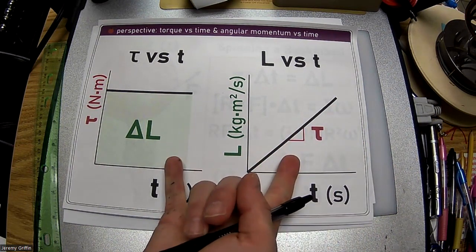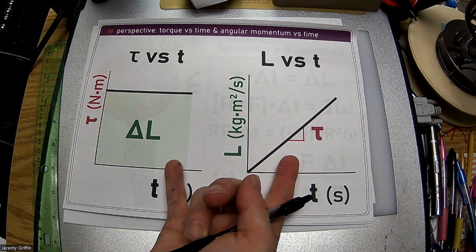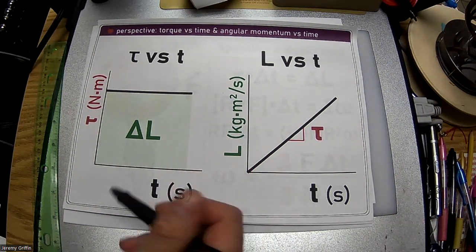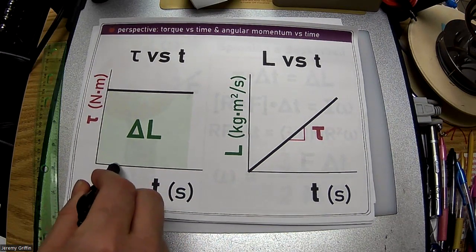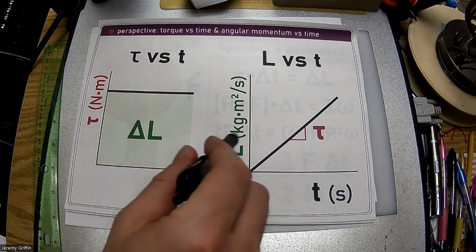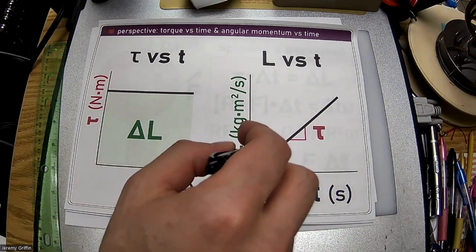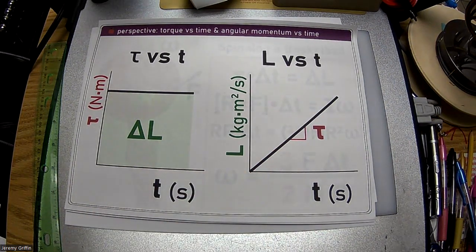Now these two graphs are related to each other. If you know one, you can know the other. They actually have a calculus relationship with each other. If you're in calculus, you can say the integral under torque versus time tells you the change in angular momentum. And then the derivative, the slope of angular momentum versus time, tells you the torque. So these are like two sides of the same coin. You can go from one to the other.